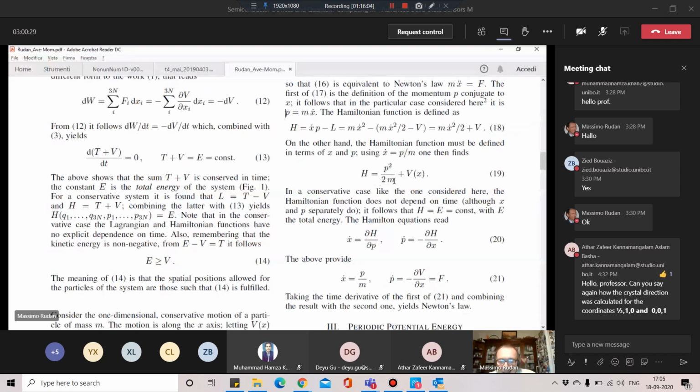This function H is called the Hamiltonian function, okay? This is the definition of the Hamiltonian function in this case. As I said before, P separately depends on time, X and also V separately depend on time. This sum does not depend on time because the total energy is conserved, okay?